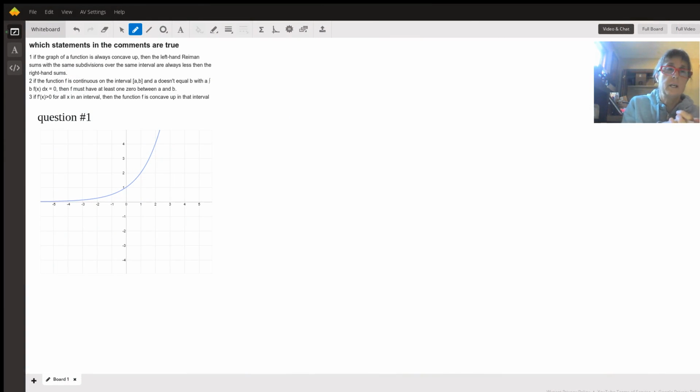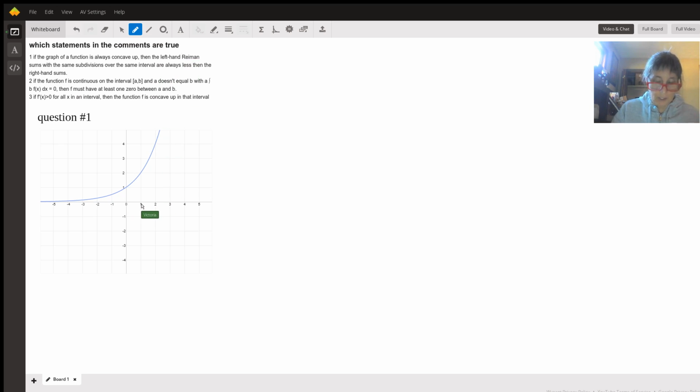We're going to talk about how graphs and derivatives and integrals are all interconnected and interrelated. So first of all, this first question says, if the graph of a function is always concave up, like we have here, then the left-hand Riemann sum. So let's make a left-hand Riemann sum.